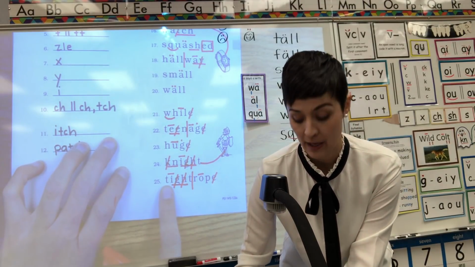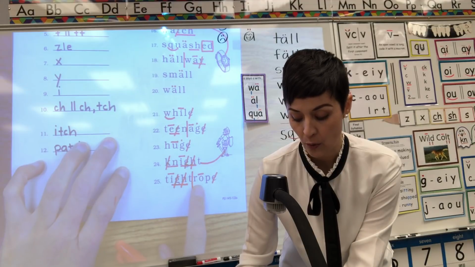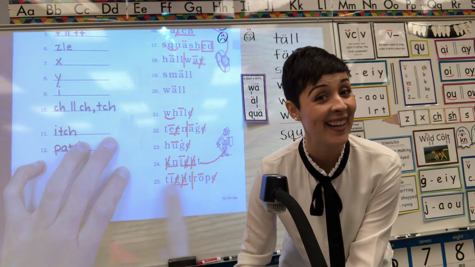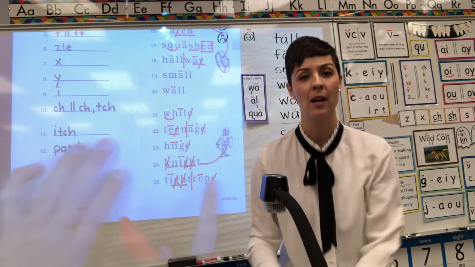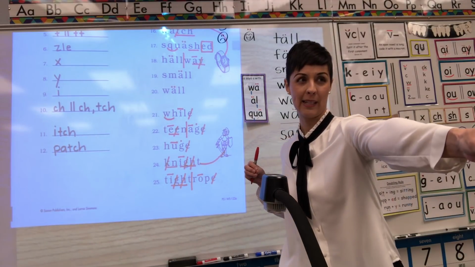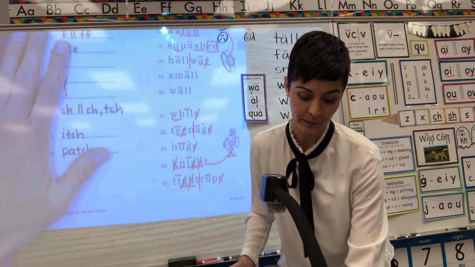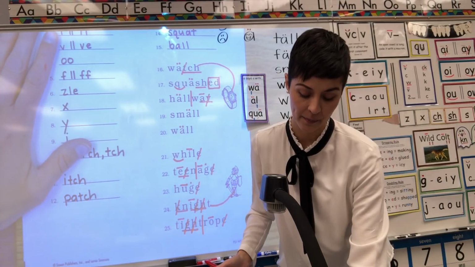Get ready. Tightrope. What word? Tightrope. You got it. Like if you walk on a tightrope, it's a skinny, long rope. Nice work on that. Okay.